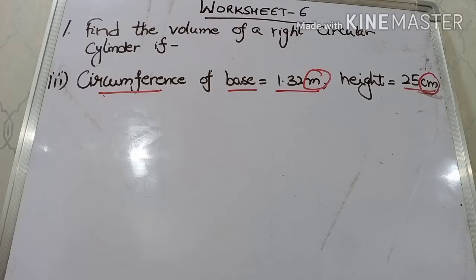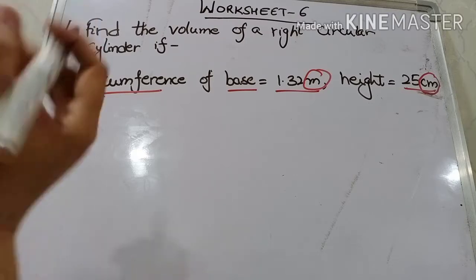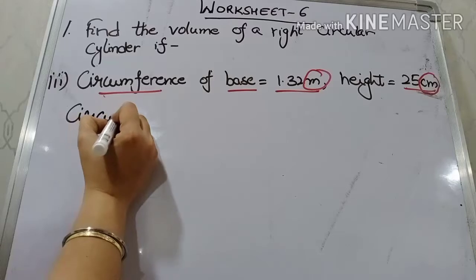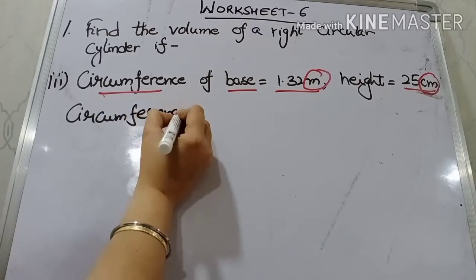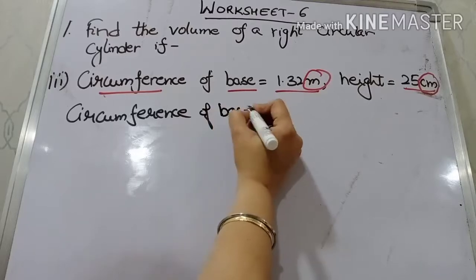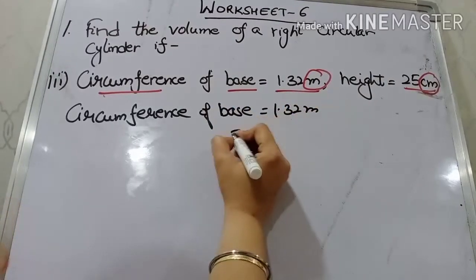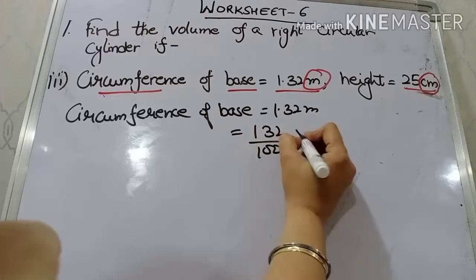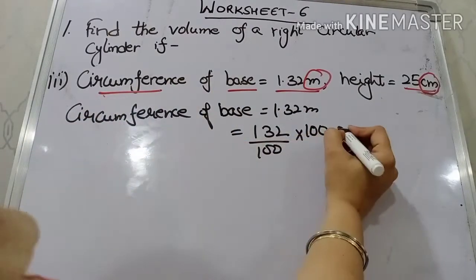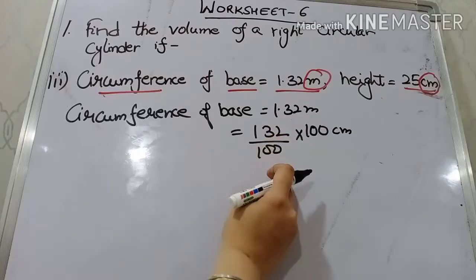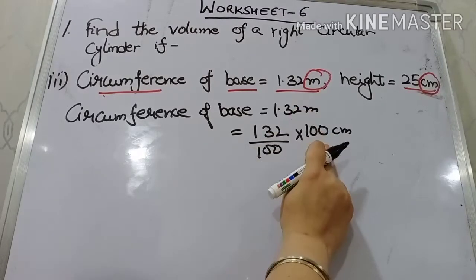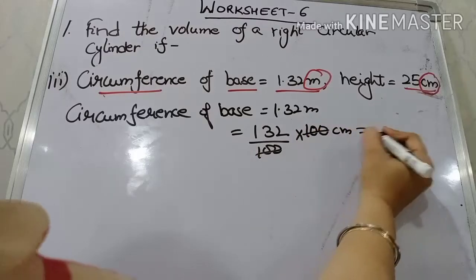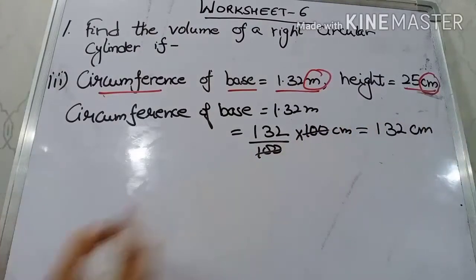Either convert meter into centimeter or centimeter into meters. First of all, we just convert the unit. Circumference of base, that is 1.32 meter. If we want to convert into centimeter, we have to multiply with 100 centimeter. Because I remove this decimal, I am getting 100 down, and to convert this meter into centimeter, I multiply with 100. 100 and 100 cancel. 132 centimeter. So what is the circumference of the base? 132 centimeter. Now for the volume, we need the radius.